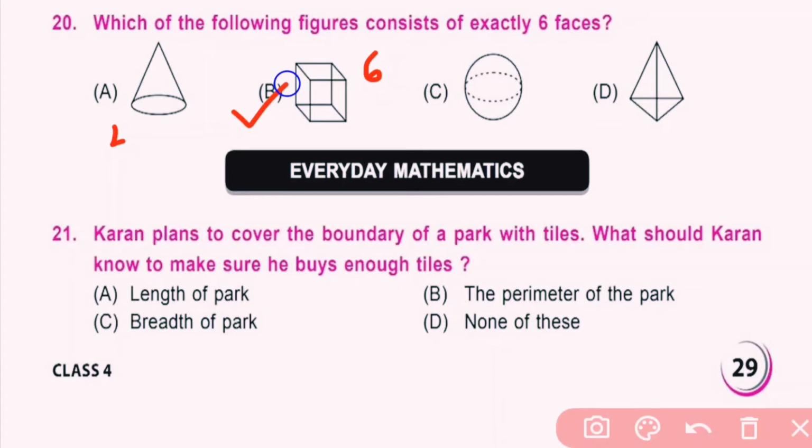Now the next section is everyday mathematics. Question number 21. Karan plans to cover the boundary of the park with tiles. What should Karan know to make sure he buys enough tiles? He should know the perimeter of the park so he can cover the boundary of the park with tiles. So here B is the correct answer.